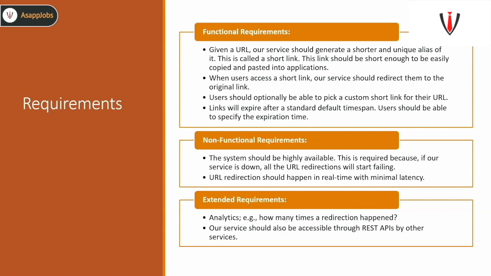A user should optionally be able to pick a custom short link URL. So I could say, hey, I want it to be ABCD or whatever, and that could be the short link. And then links, after some standard default time span, you can say that these links expire, and maybe have that configuration. Customers can say, I want it for so and so duration. So those become your functional requirements. You want to make sure what the interviewer is looking for.